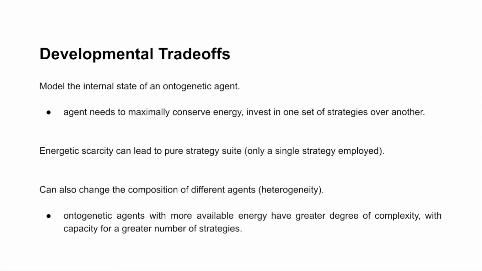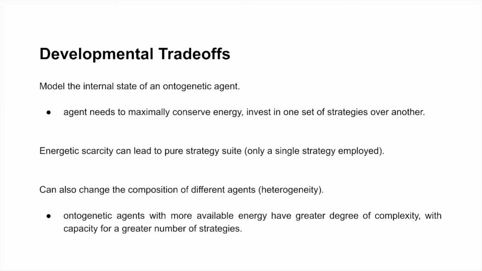So we also want to talk about developmental trade-offs. And so we want to model the internal state of an ontogenetic agent to show how developmental trade-offs shape the execution of a developmental game. And so in this case, we want to consider that any agent needs to maximally conserve energy. This is a law of physics, and it's a law of biophysics as well. And so an agent will naturally invest in one set of strategies over another, but it won't do this intentionally. This is just something that happens in development as the organism is developing or as the agent is developing.